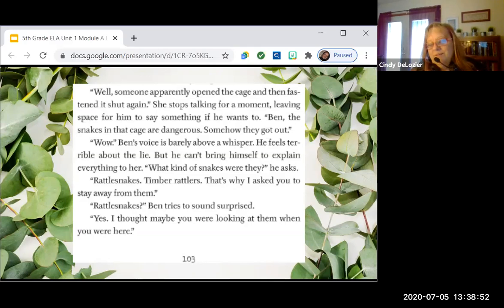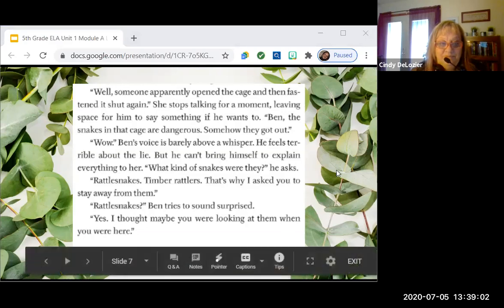So why do you think Ben is not telling Mrs. Tibbets the truth? Do you think he is making a good choice? Why or why not?